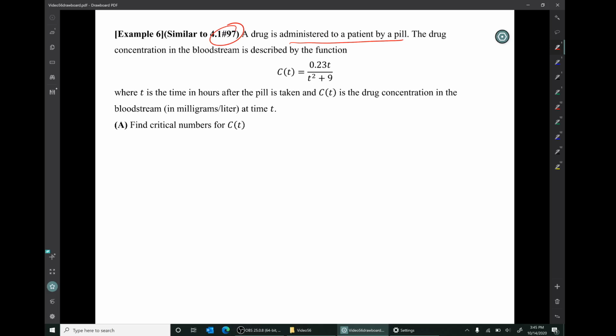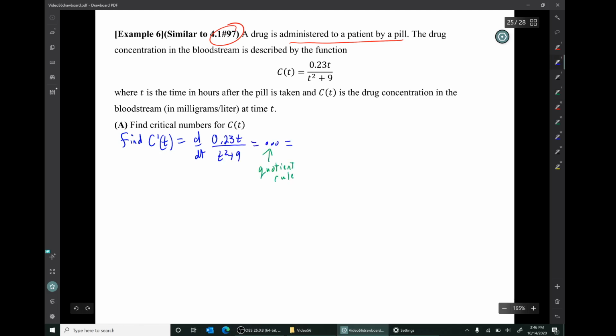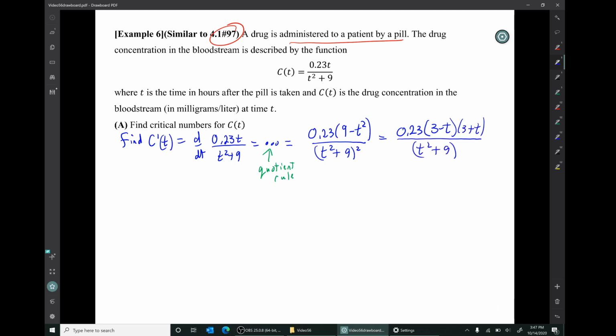So we start by finding c'(t). The result is c'(t) is this expression. I used the quotient rule. I'm not going to go through the details here because it takes quite a while, but it's standard quotient rule. Now here we're only really interested in t greater than or equal to 0. And so there's c'(t).